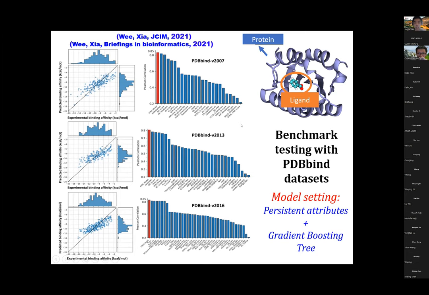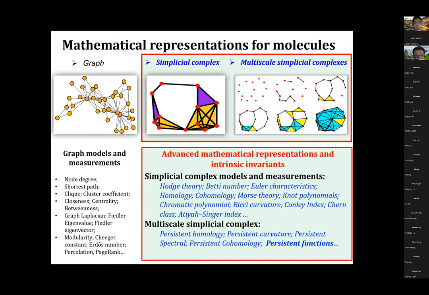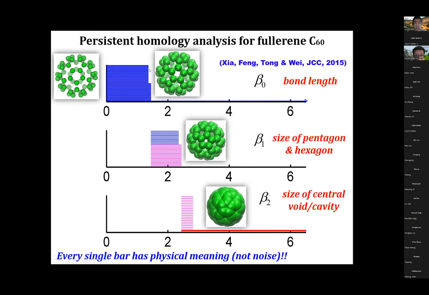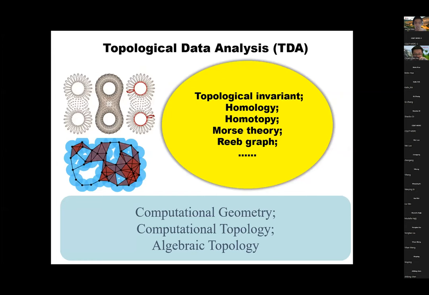But again, I think the main difficulty will be the interpretability of these higher dimensional homologies, because in bioinformatics or chemical informatics or material informatics, many are actually interested in the physical meaning. So whether you are able to translate this into some structure-property relationship directly from these persistent functions, that is something that still remains a challenge, but we are constantly working on it and exploring further. Okay, thank you.